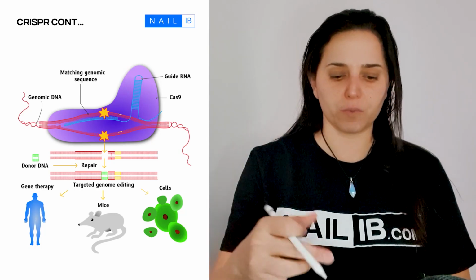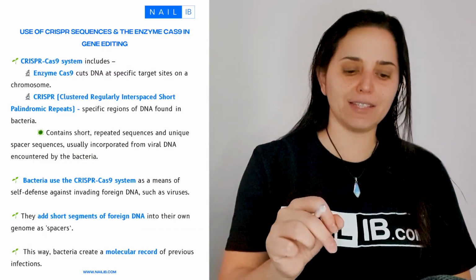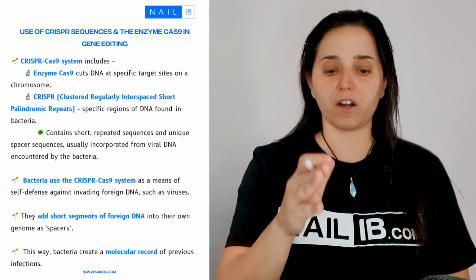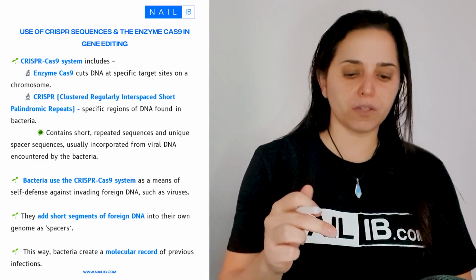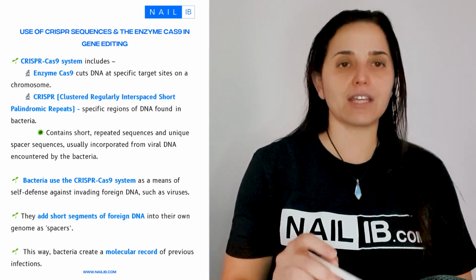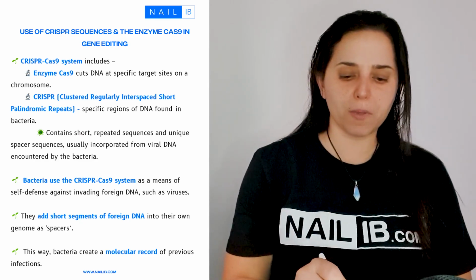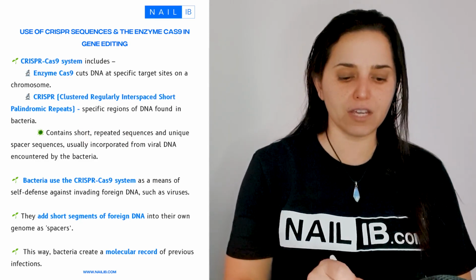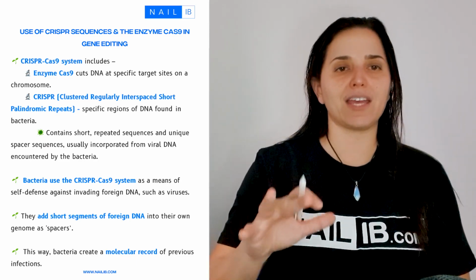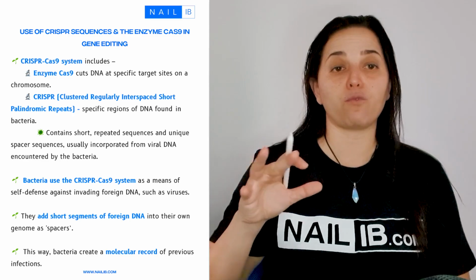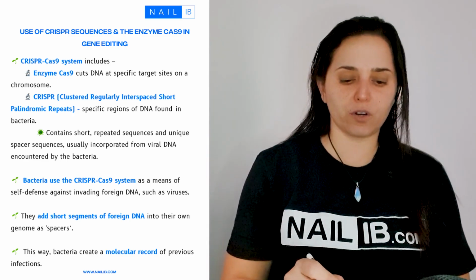So this is what CRISPR usually looks like. When we say the CRISPR-Cas9 system, it includes the enzyme Cas9, which goes to a specific part of the DNA and the specific chromosome in order to cut something out. The CRISPR, in the other case, is a region of the DNA that is found in the bacteria. And what does the CRISPR usually have? They have a very short, repeated sequence, and this sequence is very unique, a spacer sequence. Usually they are there to deal with any kind of virus DNA that is coming as a foreigner into the bacteria. So bacteria are the ones who usually use this CRISPR-Cas9 system.